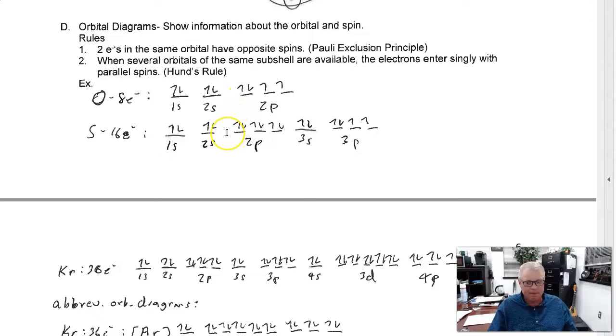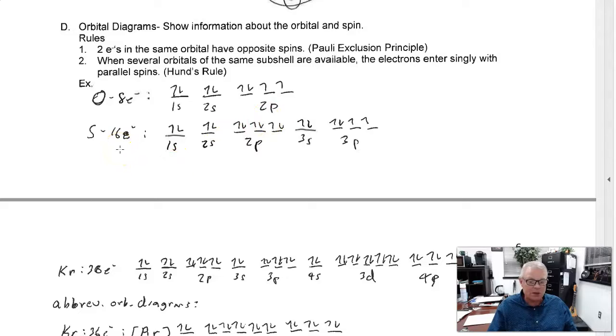Okay? All right. Do you see how that's similar to electron configurations? 1s2, 2s2, 2p4. You're just showing information about the orbitals and the spin. A little bit more information. That's all it is. Try another one.